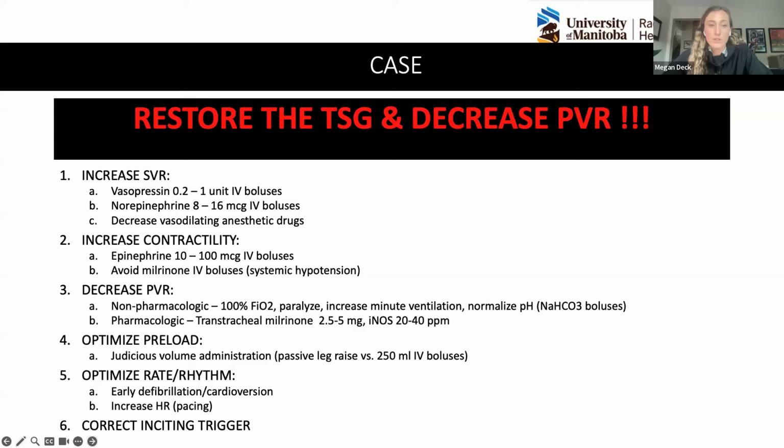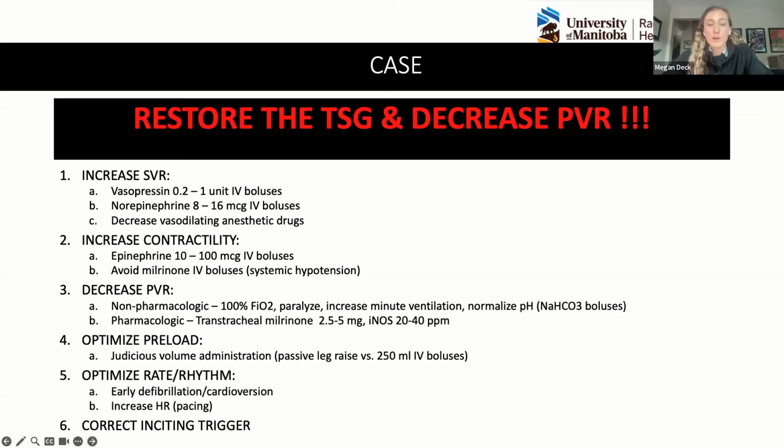Additionally, we want to increase contractility. So boluses of epinephrine, ideally kind of in the 10 up to 100 mic range, depending on how sick your patient is, could be used. Importantly, I would avoid IV boluses of milrinone in this situation, as they certainly do cause systemic hypotension, and that will not help you in this situation.